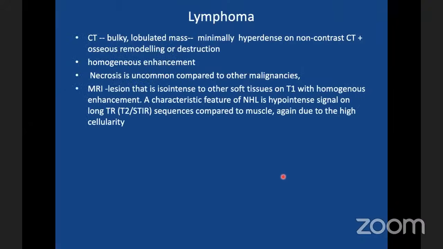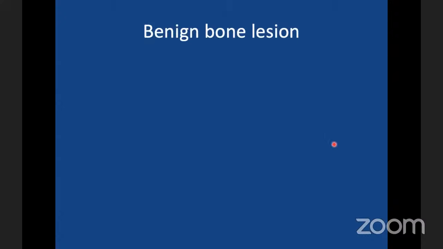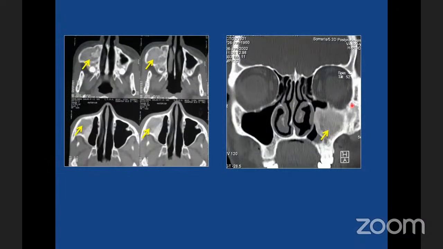So lymphoma can occur in the sinonasal cavity. Remember, necrosis is uncommon in lymphoma compared to other malignancies. On MRI, it is isointense to other soft tissues on T1 with homogeneous enhancement. A characteristic feature of NHL is hypointense signal on long TR, that is T2-weighted images or STIR sequences. Now, just quickly going to the different spectrum, that is increased bone density.